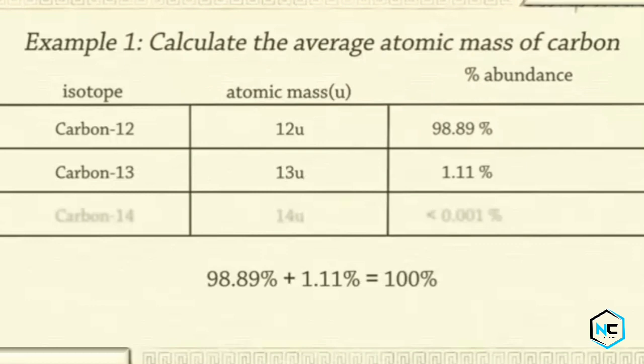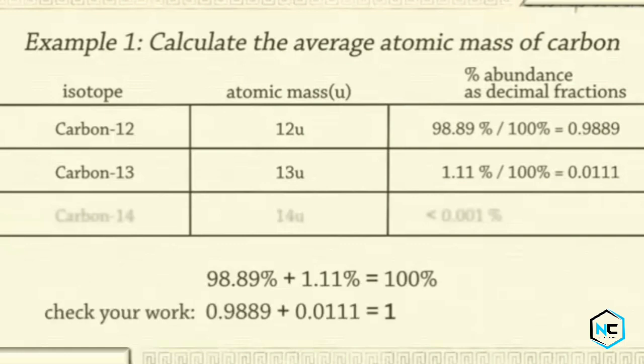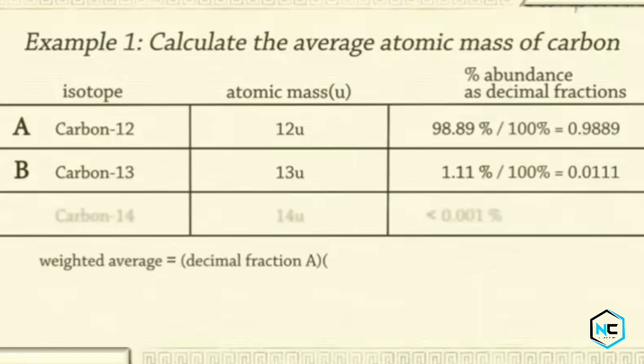Change the percent abundances to decimal fractions by dividing by 100%. 98.89% becomes 0.9889, and 1.11% becomes 0.0111. Check your answer. There are 2 types of carbon we're worried about here. Let's call them A and B. A weighted average will be decimal fraction A times mass A plus decimal fraction B times mass B.